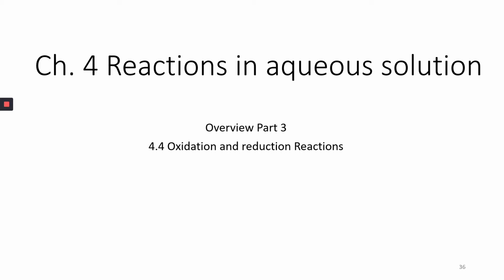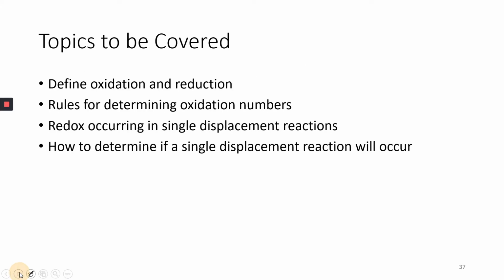Hi, welcome to the continuation of Chapter 4, Overview Part 3. We are doing today 4.4 Oxidation and Reduction Reactions. So the topics that we are going to discuss in this short video is we're going to define oxidation and reduction, list the rules for determining oxidation numbers, and then discuss how redox reactions occur in single displacement reactions, and then finally determine if a single displacement reaction will occur.